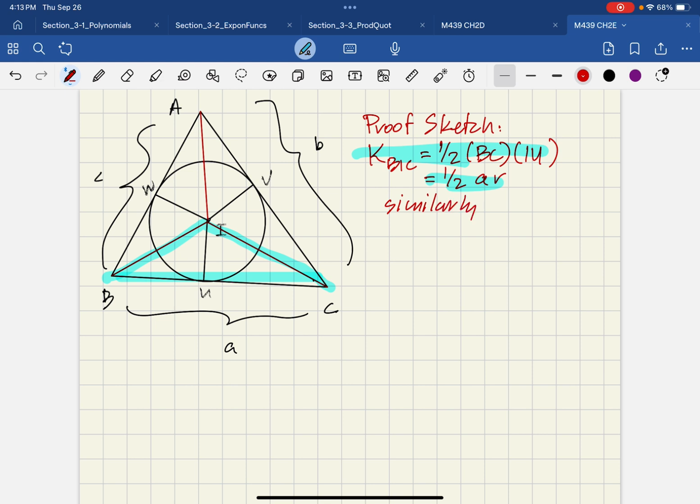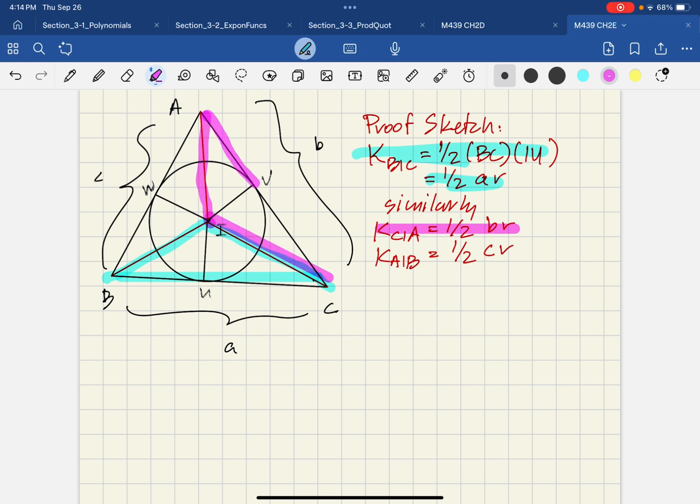We can play this game in three different ways, right? CIA is then going to be 1/2 the length of that side, which is B, times R. And AIB is going to be equal to 1/2 the length of the third side, which is C, times the radius. And we know that the triangle total would be the sum of those. Let me draw them in. I'll make this one pink. Make this one yellow.